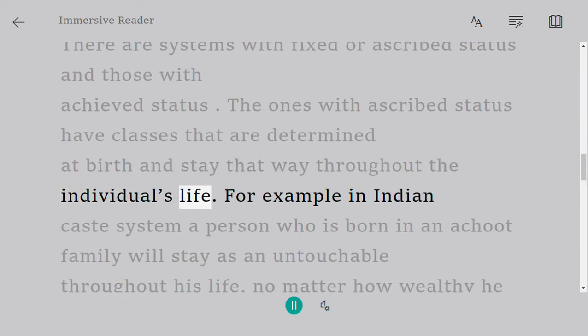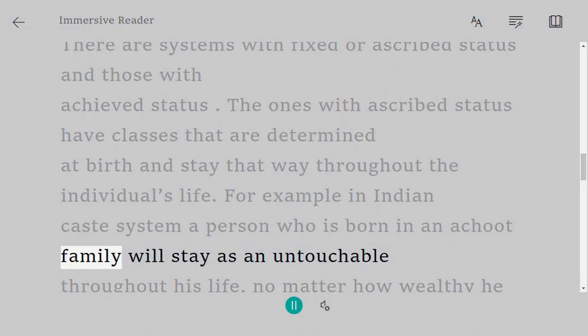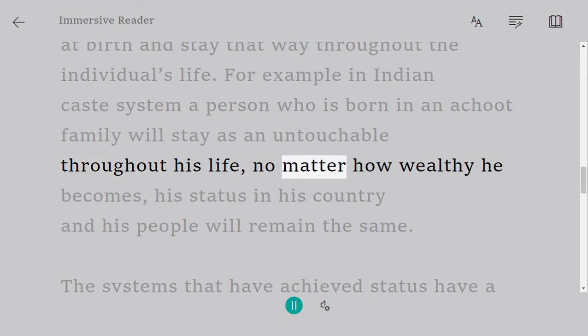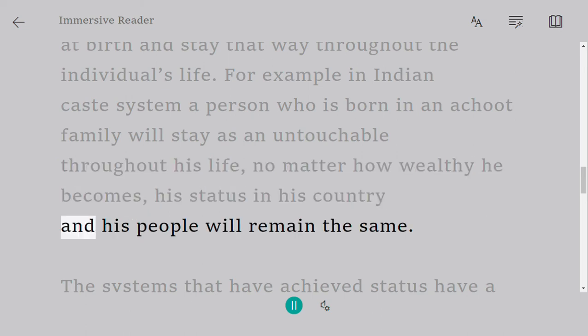individual's life. For example, in the Indian caste system, a person who was born in an Achut family will stay as an untouchable throughout his life, no matter how wealthy he becomes. His status in his country and among his people will remain the same.